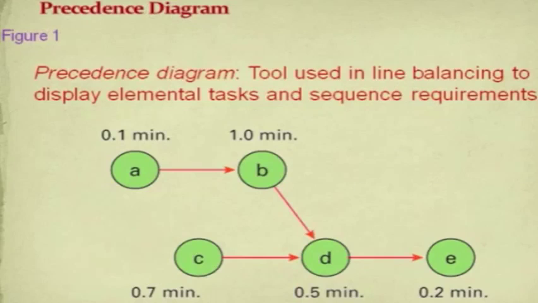This is the precedence diagram. This figure shows how the activities are flowing in a process. For example, here activity A should be finished before we start activity B. Both B and C must be finished before starting D. As soon as we finish both B and C, we can start D. And in order to start E, we have to finish activity D. This shows the precedence diagram.